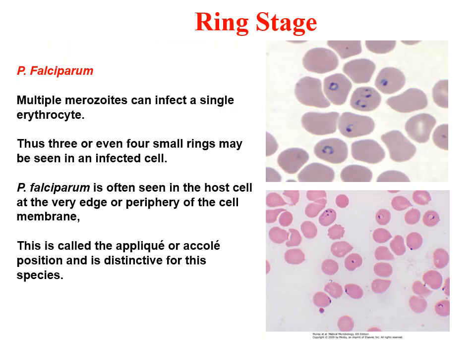And these Schüffner dots are what you see here in this slide in the infected RBC. For the ring stage of falciparum, it is very important to note that multiple merozoites can infect a single erythrocyte. Thus, within the same red blood cell, we can see 3 or even 4 small rings. And more importantly, whenever we see these rings, most of the time we see them at the very edge of the periphery of the cell membrane. This is what we call the position appliquée or position accolée, that is characteristic of ring stages that are close to the edge of the infected RBC.